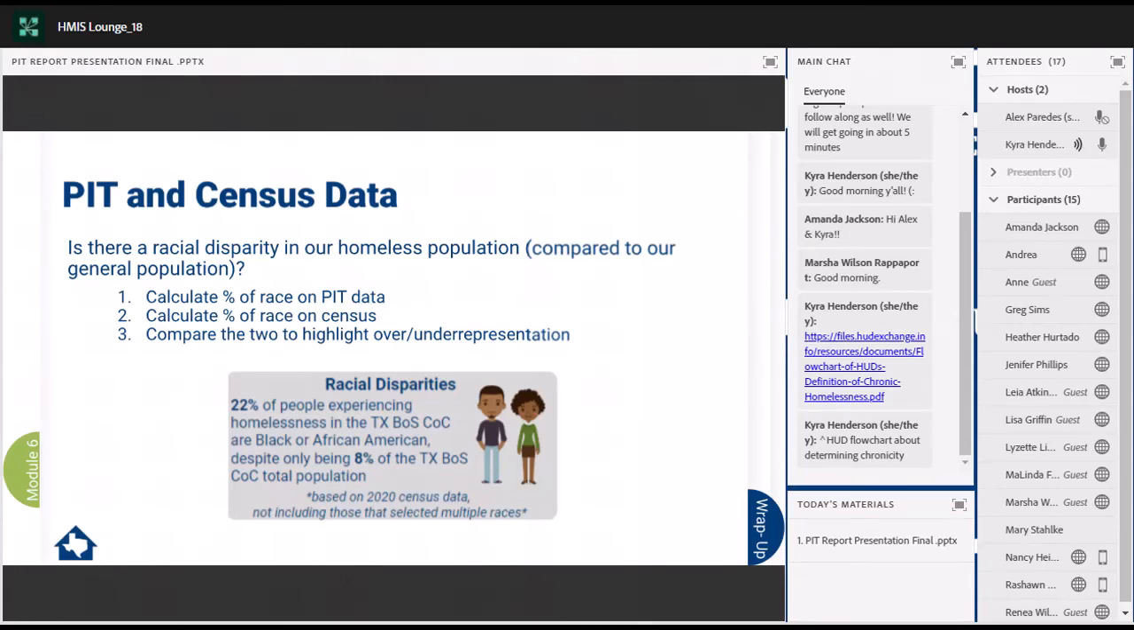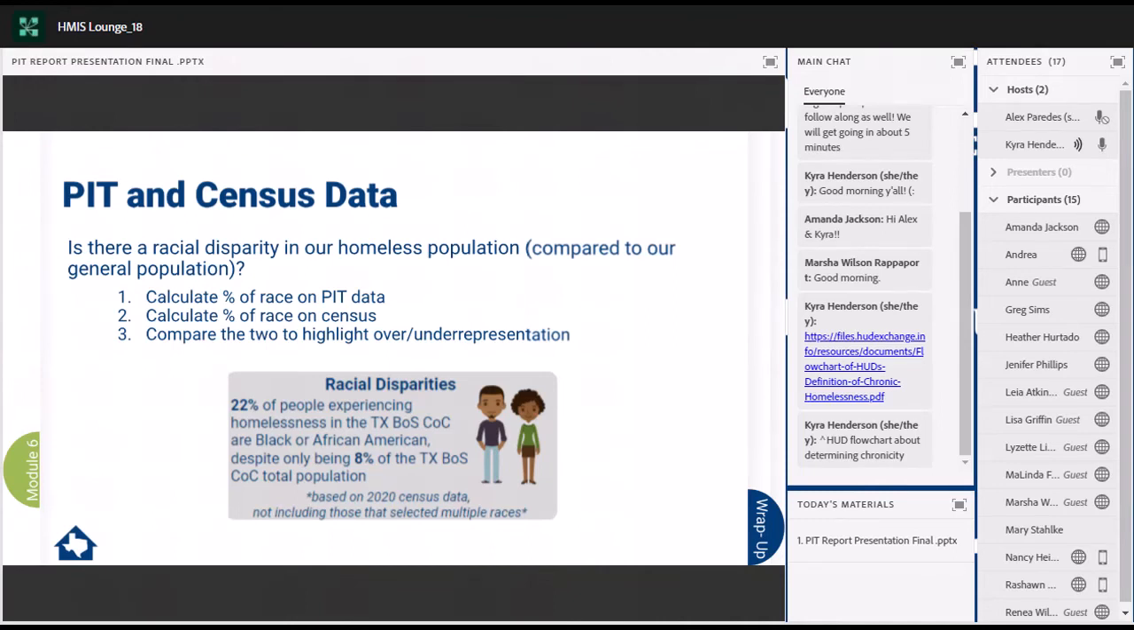So now let's take it one step further. The most complex analysis I'm going to go through in the presentation today is when you compare two separate data sets. On this slide, we're talking about the census in comparison to the point-in-time count because both data sets attempt to count the entire population.